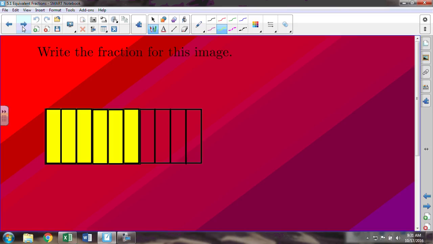For instance, what fraction is this? All we have to do is wind up counting. We can count 1, 2, 3, 4, 5, 6, 7, 8, 9, 10. And we can see that 6 of them are shaded out of the 10 possible chunks. That's our fraction, 6 out of 10.